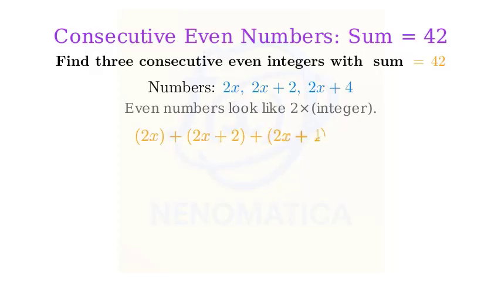Now write the sum equation. 2x plus 2x plus 2 plus 2x plus 4 equals 42. Combine like terms. 2x plus 2x plus 2x is 6x. 2 plus 4 is 6. So we get 6x plus 6 equals 42. Subtract 6 from both sides to isolate the variable term. That gives 6x equals 36.